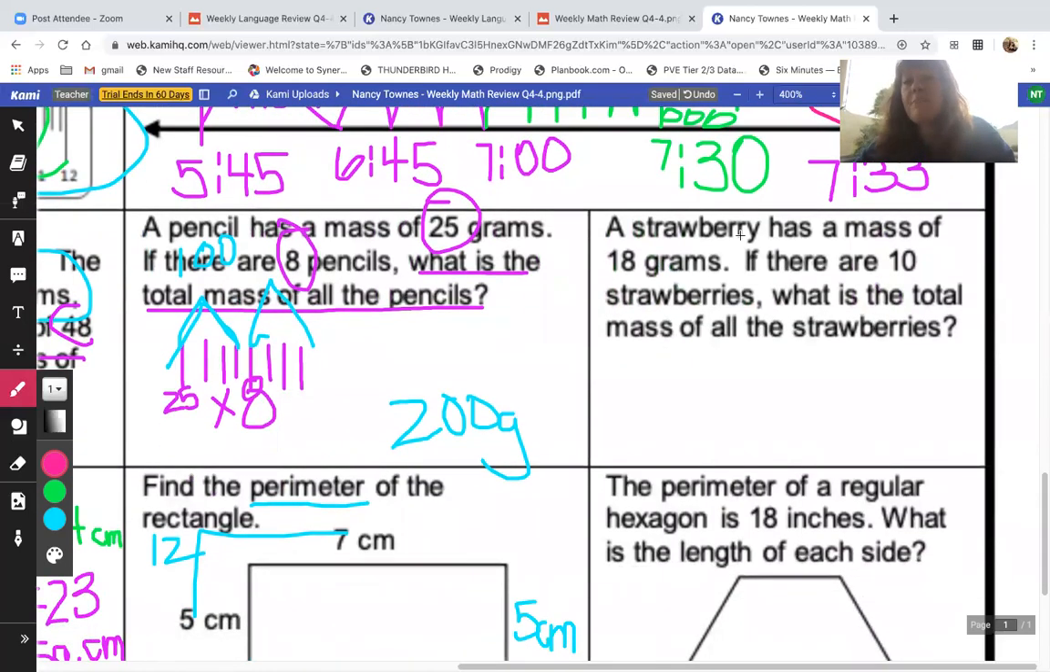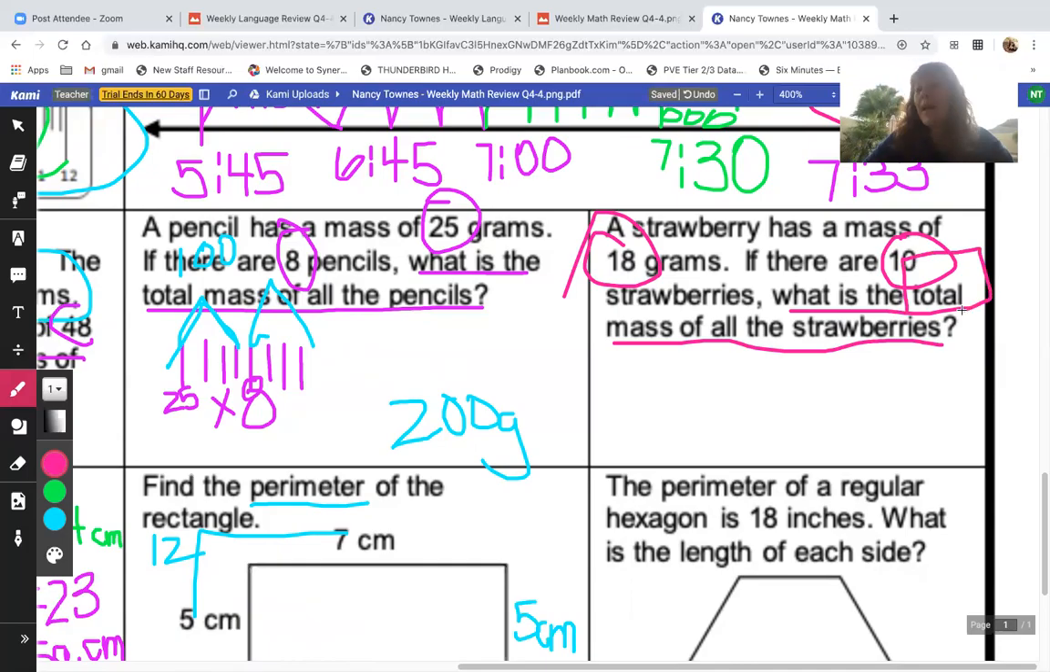A strawberry has a mass of 18 grams. If there are 10 strawberries, what is the total mass of the strawberries? And remember, mass is sort of like weight, not exactly, but that's not important. What's important is they want to know the total mass. So I know it's going to be a bigger number than 18 or 10. So I have to figure out if I'm going to multiply or add. Now, if I added 18 grams plus 10 strawberries, that's adding 2 different things. So I think I'm going to have to multiply, right?